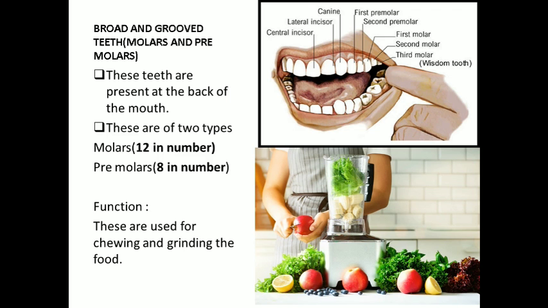Broad and grooved teeth, which are the molars and the premolars. These teeth are present at the back of the mouth. These are of two types: the molars, which are 12 in number, and the premolars, which are 8 in number. Their function is chewing and grinding the food. So the molars and the premolars are like the mixer grinder in which the cut fruits and vegetables are ground and chewed to a thick paste.